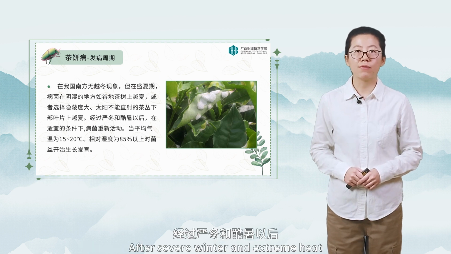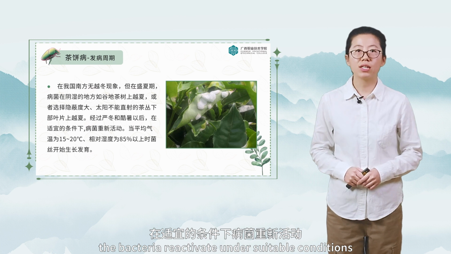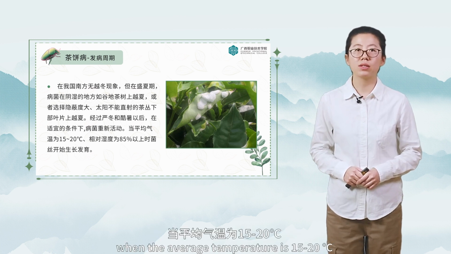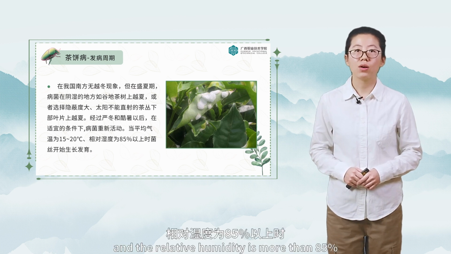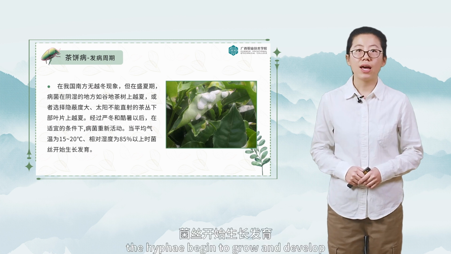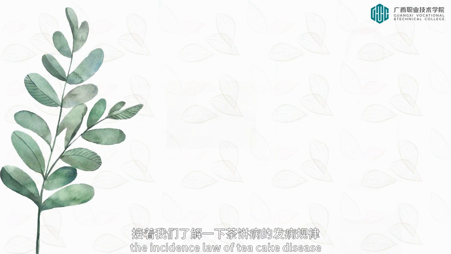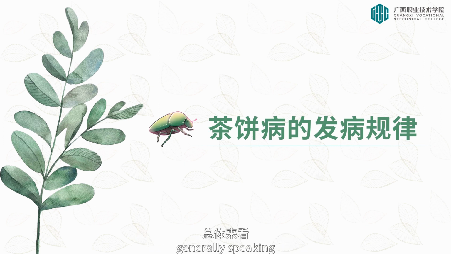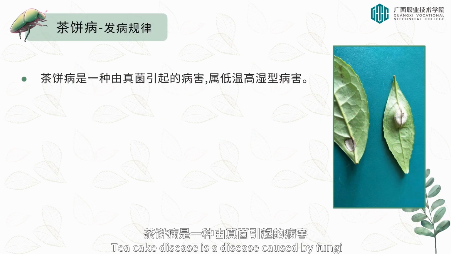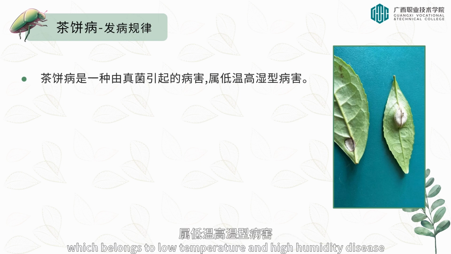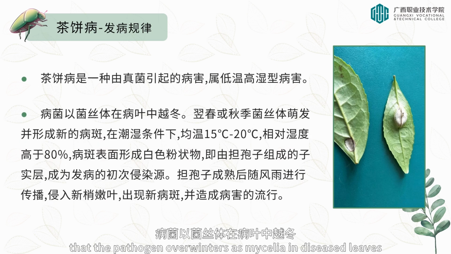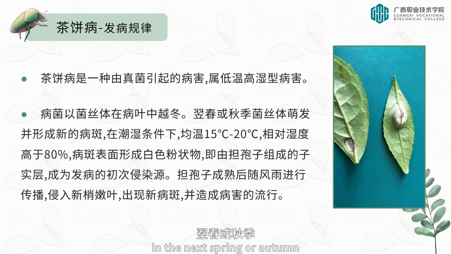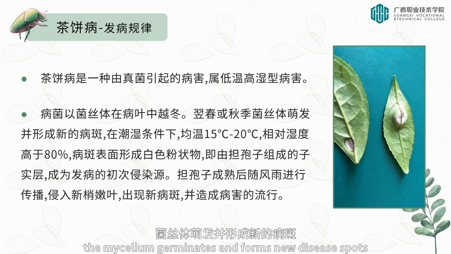After severe winter and extreme heat, the bacteria reactivate under suitable conditions. When the average temperature is 15 to 20 degrees Celsius and the relative humidity is more than 85%, the hyphae begin to grow and develop. Now the occurrence law of tea cake disease. Tea cake disease is caused by fungi and belongs to the low temperature and high humidity diseases. One form is that the pathogen overwinters as mycelia in diseased leaves. In the next spring or autumn, the mycelium germinates and forms new disease spots.